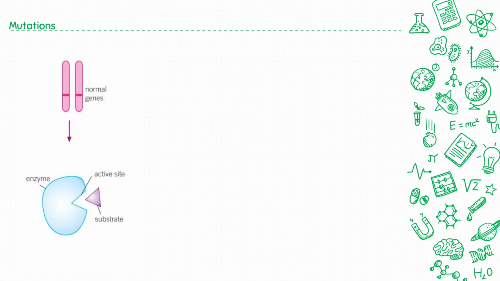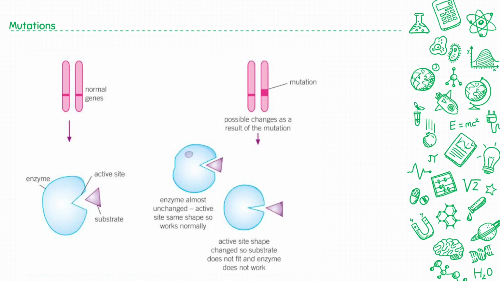Where we have a normal gene that has no mutation, it could form an enzyme that fits a substrate perfectly into its active site. However, a mutation in that gene for the enzyme can cause a change to the shape of the active site. If the enzyme shape is only changed slightly, the substrate may still fit, but it may not work as effectively. If the enzyme shape has changed more significantly, the substrate might not fit at all, and the enzyme cannot work.